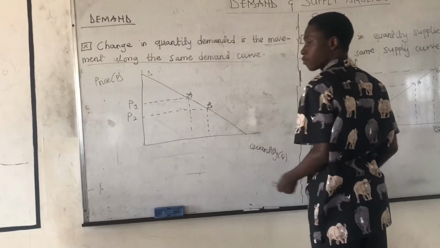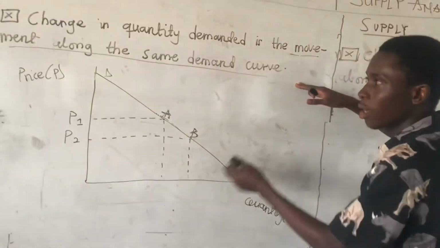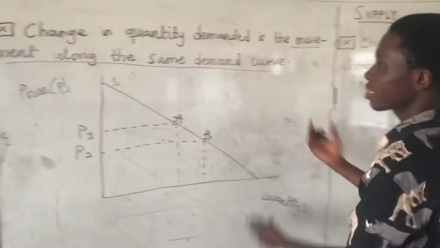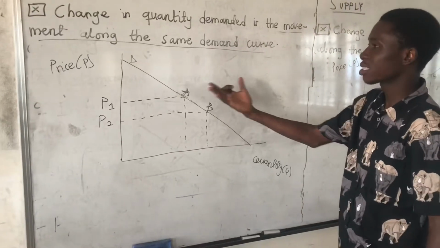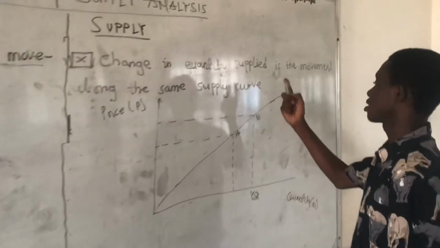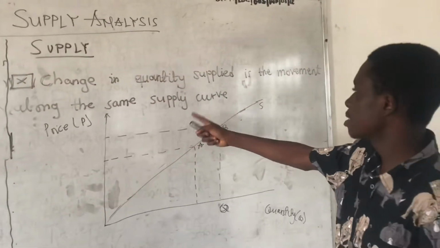I agree. But it was supposed to be a shift. It would have been to what? Either to the left or to the right. Do you get the difference? Change in quantity demanded is the movement along the same demand curve. So this is the illustration. We also have change in quantity supply. Change in quantity supply is the movement along the same supply curve.